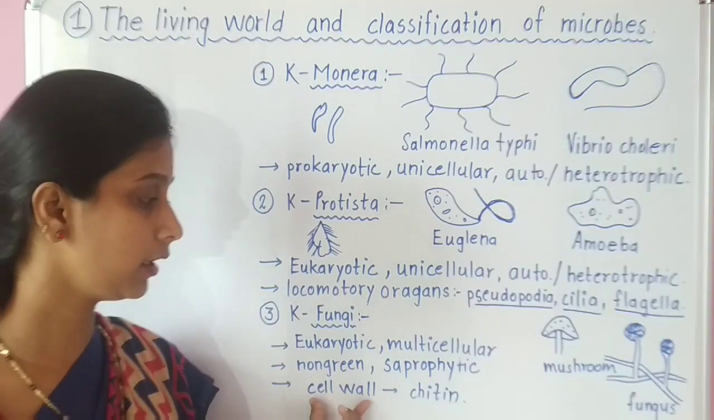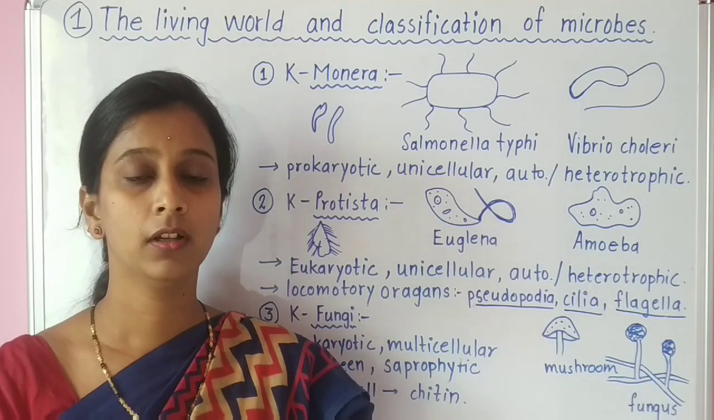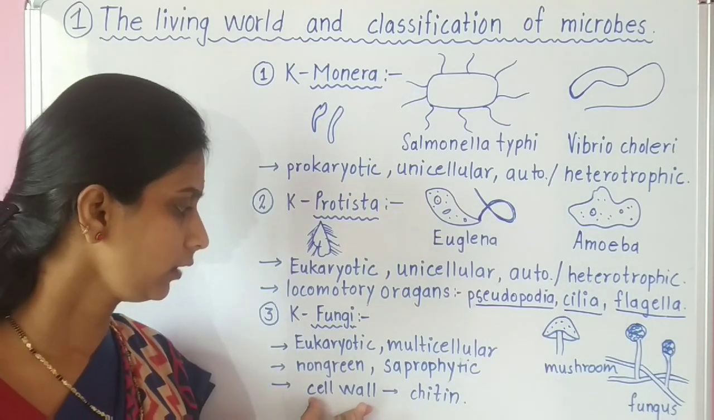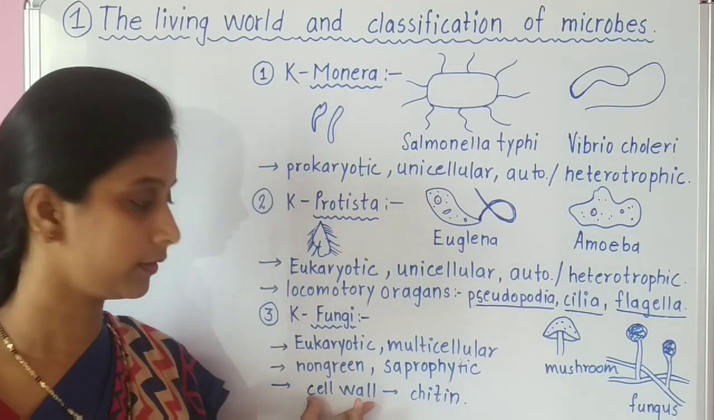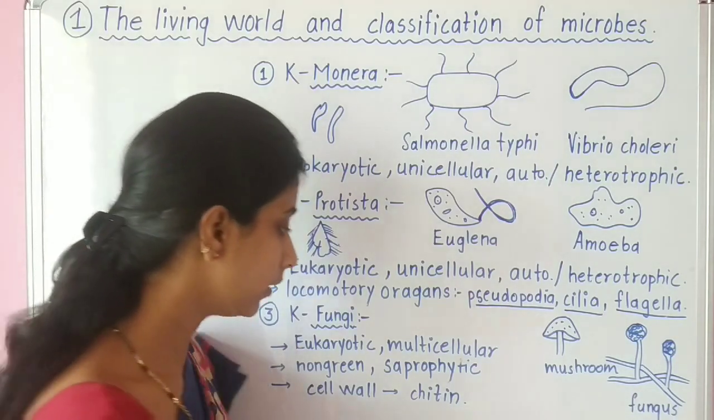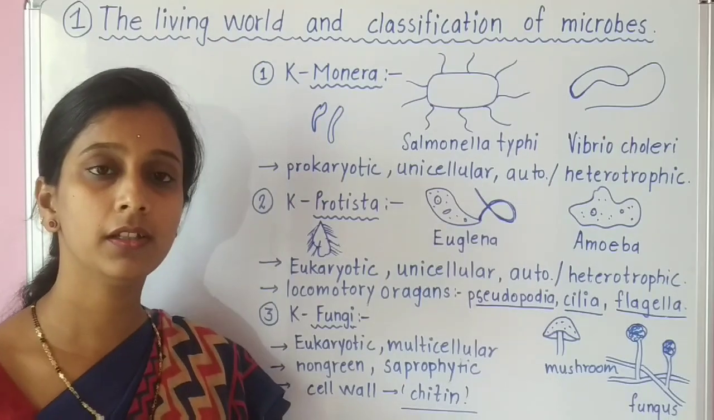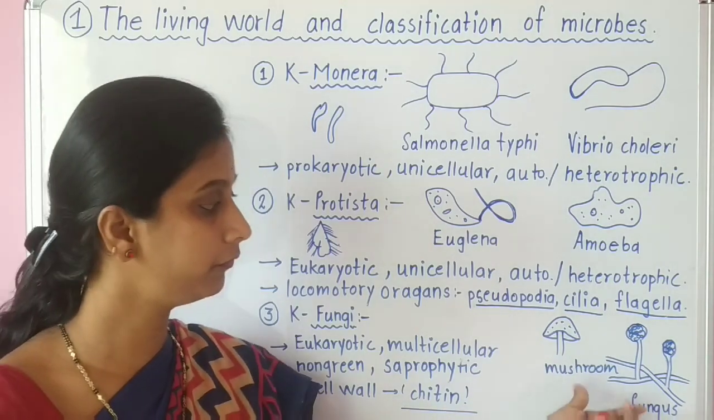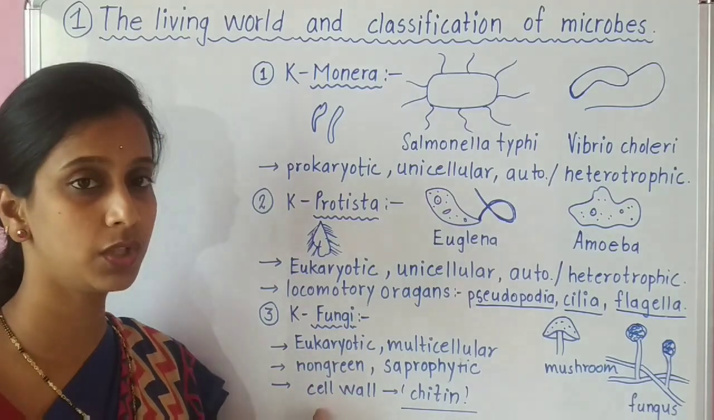Again, a cell wall is present in fungi. We know that the cell wall organelle is only present in the plant cell, but here the cell wall is present even though they are not plants. And this cell wall is made up of chitin. Chitin is a type of sugar. Remember this word carefully, chitin. Chitin is a hard sugar, and it forms the cell wall in fungi. So these are the characteristics of the fungi group.